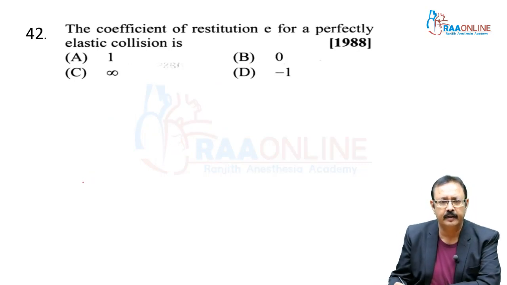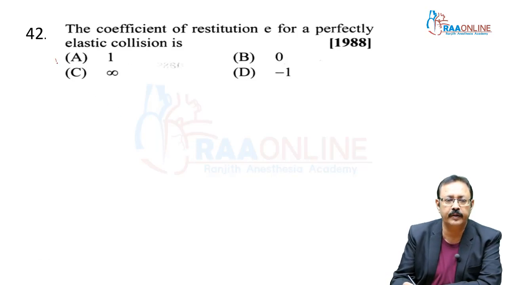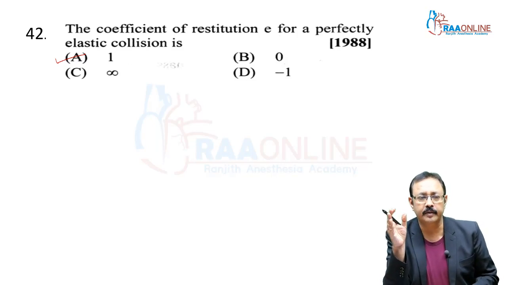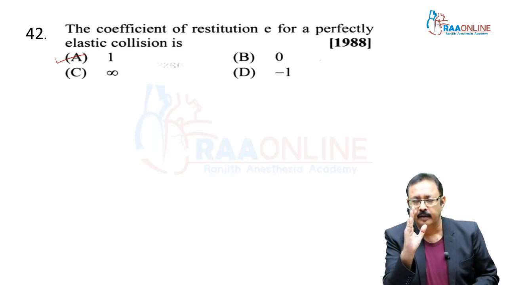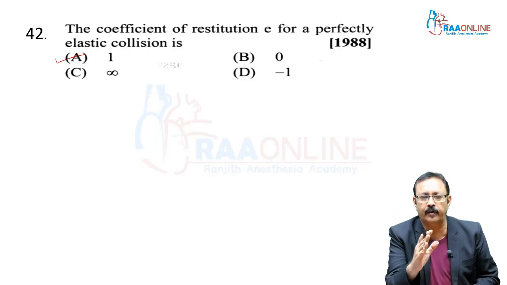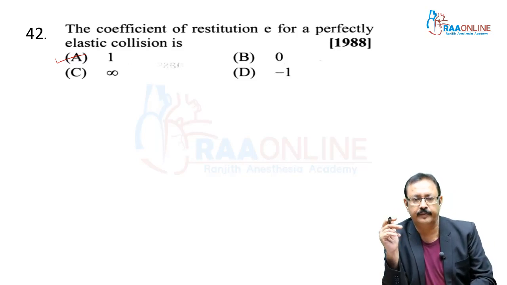42nd. In theory, I told you the coefficient of restitution E for a perfectly elastic collision is 1. So we are going with 1. What is coefficient of restitution? Ratio of velocity of separation upon velocity of approach.